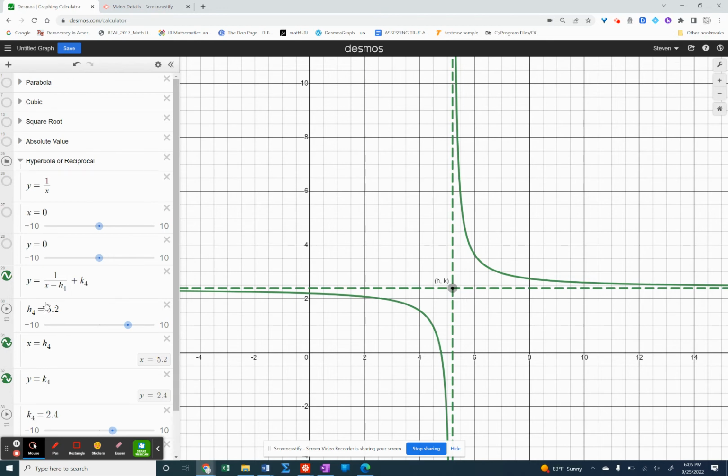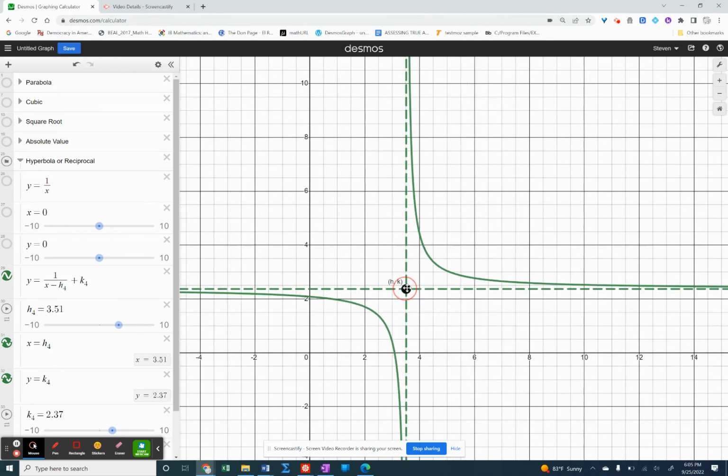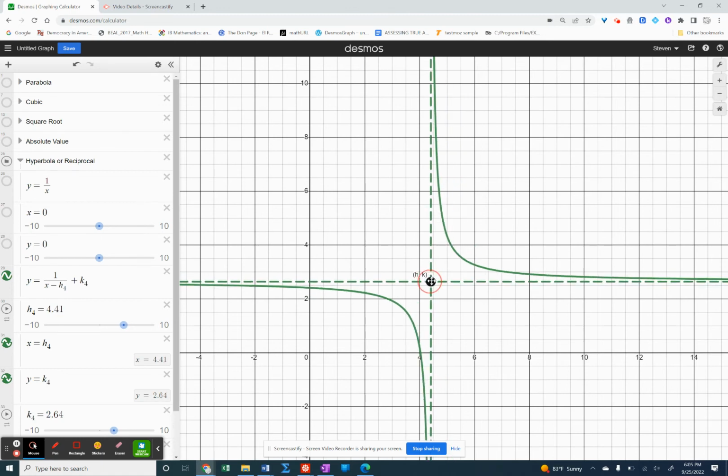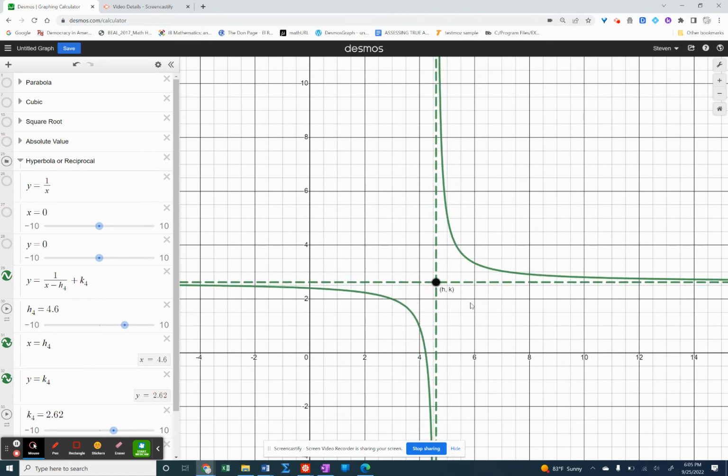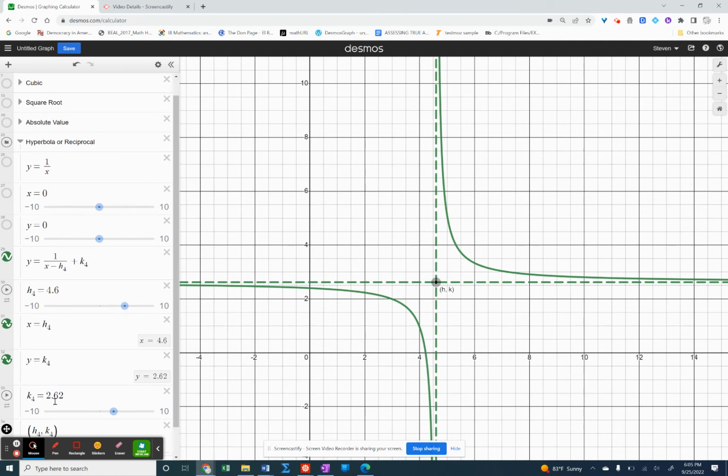So if you look over here on the left, it says h sub 4 is equal to 5.2. That's the h that I have in my graph. If I drag this around a little bit, you'll see that h value change. But whatever h value that is, it just takes the vertical line and moves it side to side. So that's where we got to graph that. And then the horizontal asymptote here is going to be at the k value, and right now it's at 2.62, as you can see here on the left.